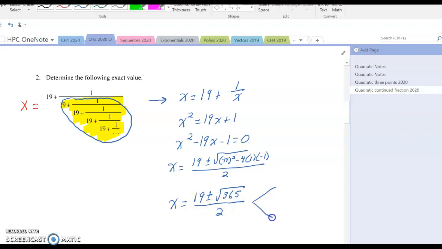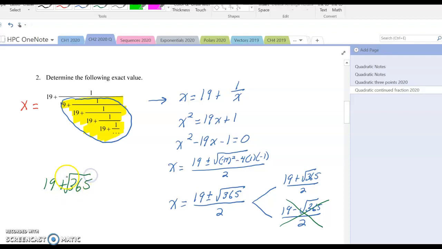Again, there are two answers here. 19 plus the square root of 365 over 2, and 19 minus the square root of 365 over 2. And again, 19 minus the square root of 365 over 2 is negative. So the answer here is 19 plus square root of 365 over 2.